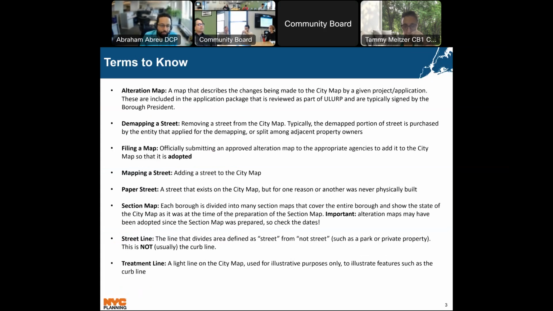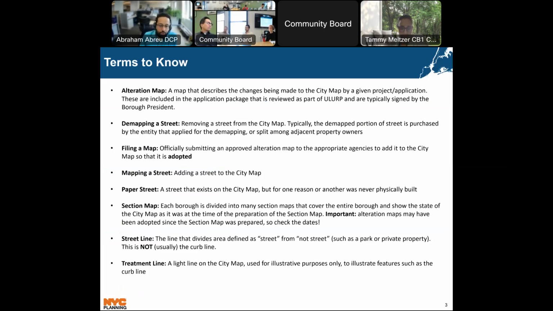Just going alphabetically. Alteration map is the map that describes the changes being made to the city map by a given project application. It is included in the application package that the board reviews as part of ULURP. And they are typically signed off on by the borough president. Demapping streets, obviously, is removing a street from the city map. If it was a city-owned street, the demapped portion of street will usually be purchased by the entity that applied for the demapping, or maybe split among adjacent property owners. It depends on the nature of the project.